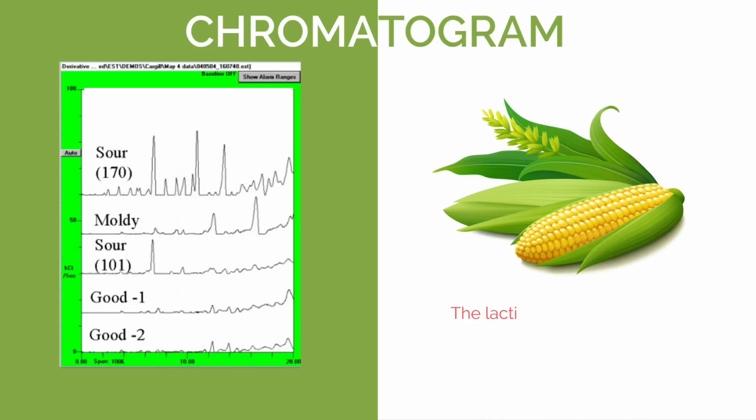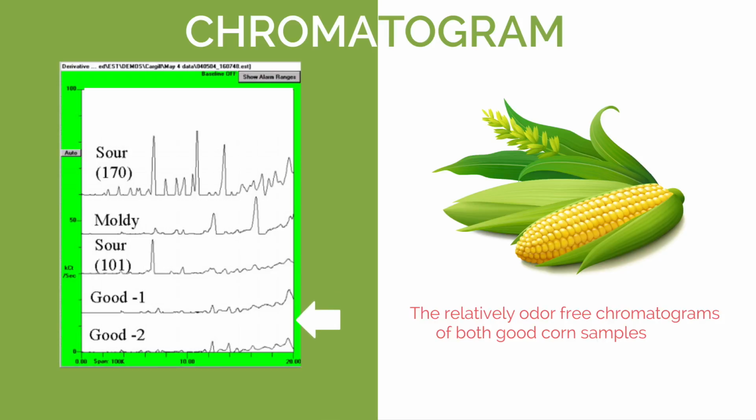The lactic acid peak is clearly seen in the sour samples. The distinctive compound peaks of musty corn are not present to any large extent in other samples. The relatively odor-free chromatograms of both good corn samples are in stark contrast as well.